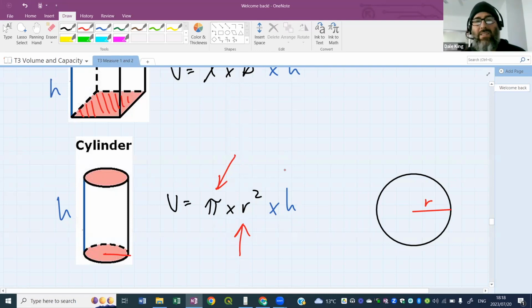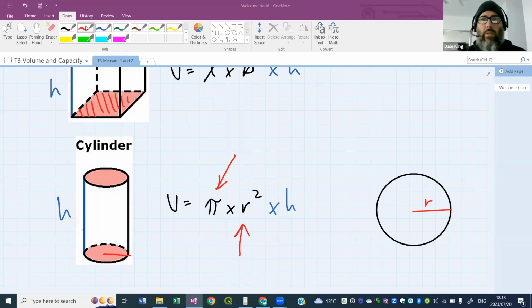What is this thing? Pi. Yes, well done. You guys all know that that is pi. Everyone in the chat saying pi, pi, pi. All right, that is pi.